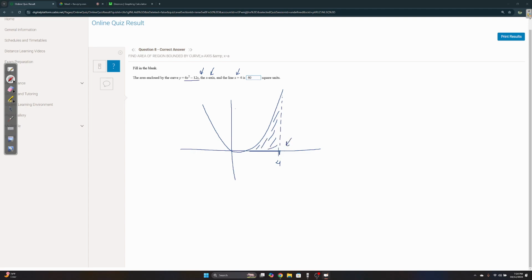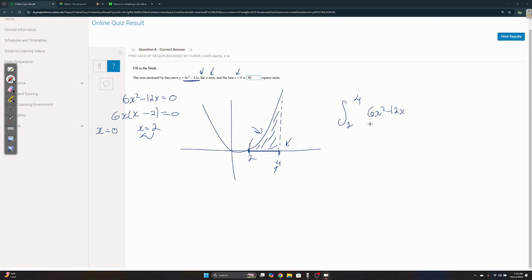So, okay, we have the end bound is 4. What's the starting bound? We need to know what it is. When does this curve cut the x-axis? Let's see. 6x squared minus 12x, when does it equal 0? If you solve this equation, take 6x out, you're going to have x minus 2 left. You're going to get two solutions, x equals 0 and x equals 2. Obviously, we want the one that's closer to the 4. So we're going to take 2. Okay, so we're going to integrate from 2 to 4, 6x squared minus 12x.